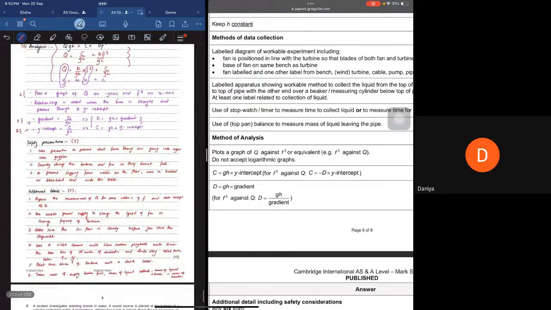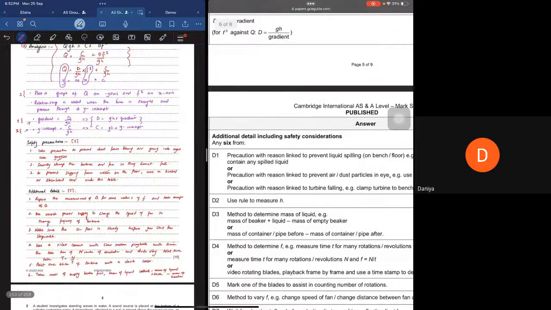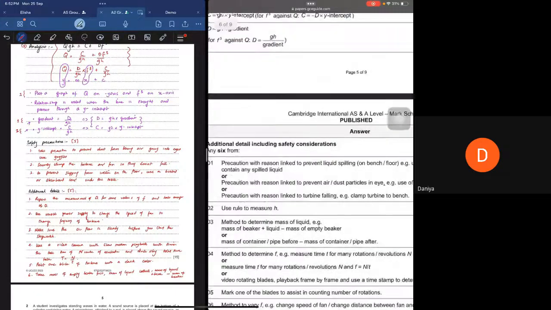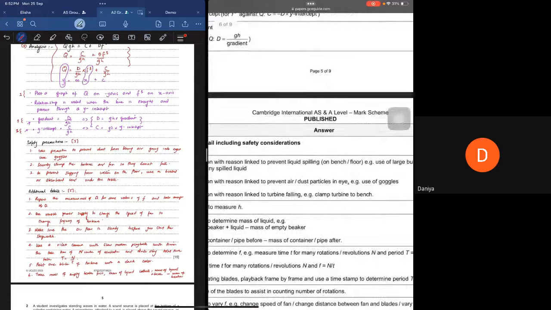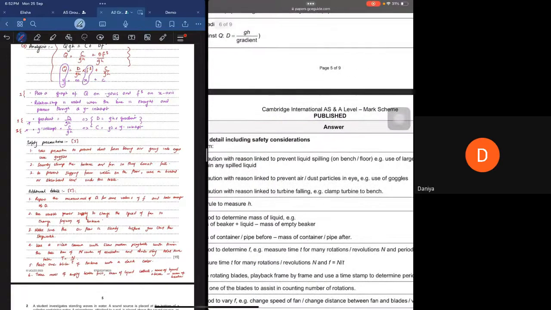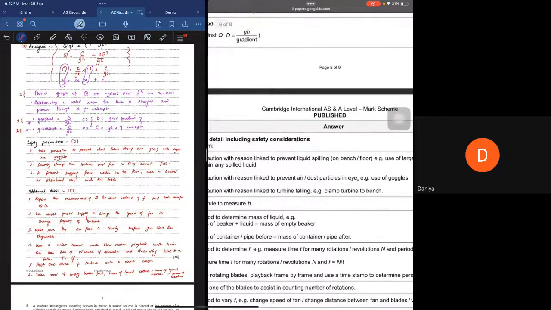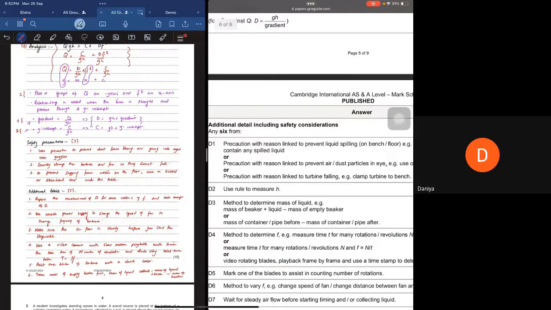Now they have given us additional details. They say precaution linked to spilling of liquid, which is good. Linked to dust particles, use goggles. Precaution linked with tube falling, turbine clamping. That is fine. We have done that.